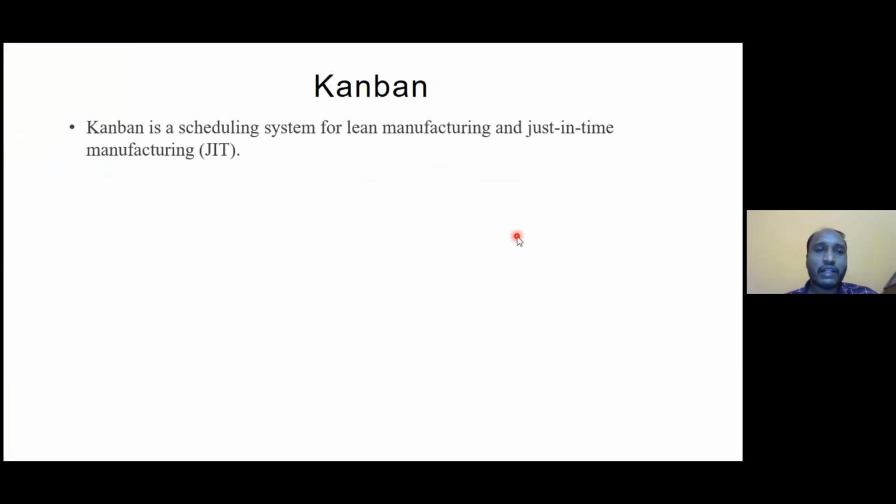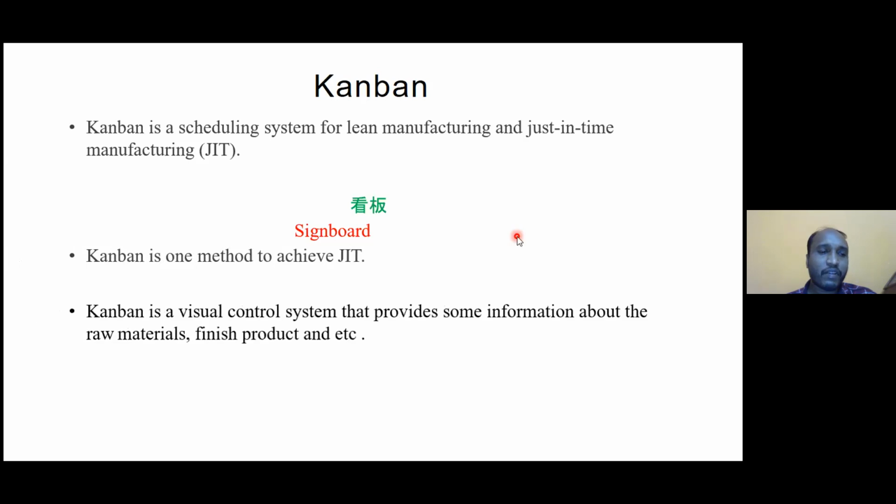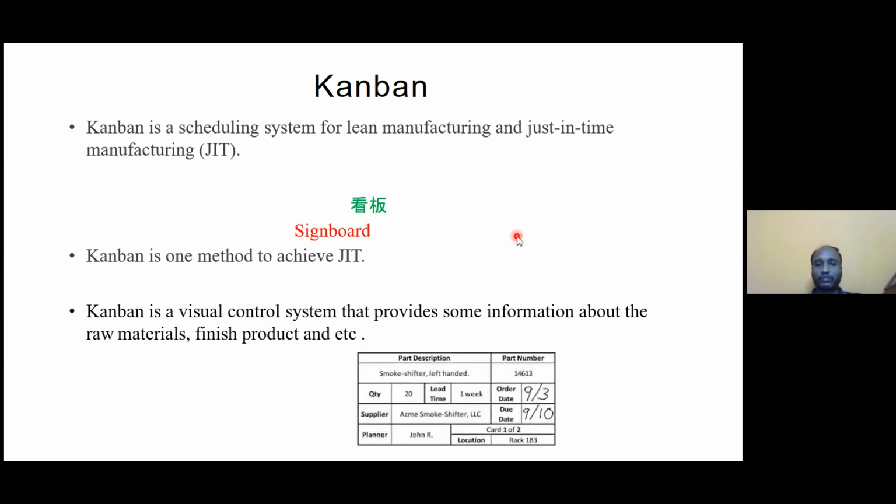Now coming to Kanban, it is a scheduling system for lean manufacturing and just in time. In Japanese, Kanban means signboard. It is one method to achieve just in time. It is a visual control system that provides information about the raw material and finished product. So this is the normal Kanban. It shows the part description, part number, the quantity, the lead time, and who the supplier is.